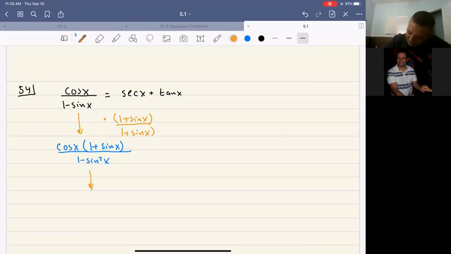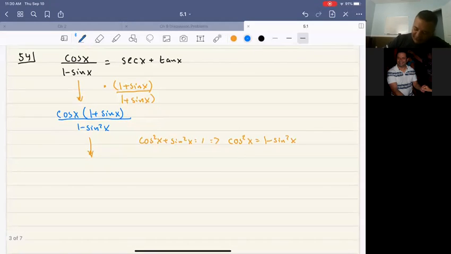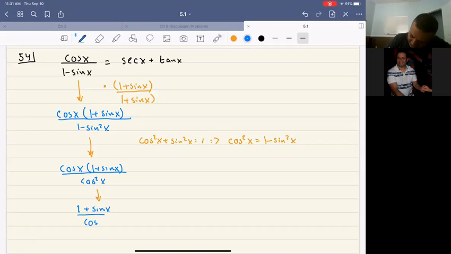Right? If I use cosine squared x plus sine squared x equals 1, that is the same as cosine squared of x is 1 minus sine squared of x. Okay, so I'm going to have cosine x times 1 plus sine x over cosine squared of x. So that's going to be simple calculation now. That's going to be 1 plus sine x over cosine x.